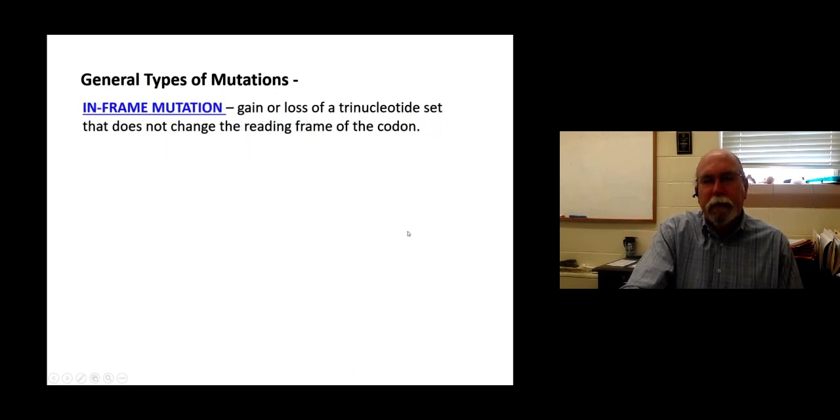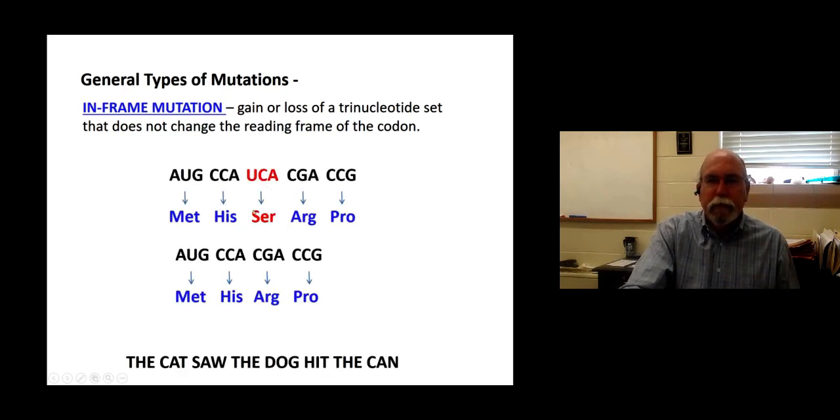And then the last one of these we want to talk about is an inframe mutation, and that's exactly what it says. Inframe, think about frame. Frame is a codon. Codons are 3 nucleotides, so gaining or losing 3. In this case, we're just going to drop out this UCA, this serine, and it's going to pull the arginine over as the next one. And so it would be something like this.